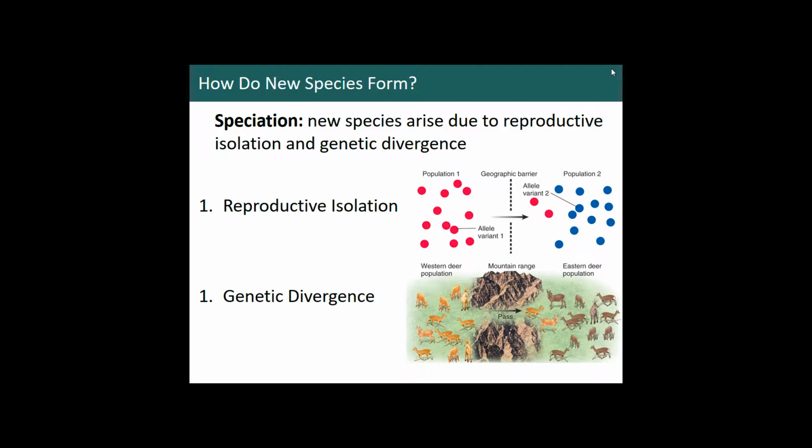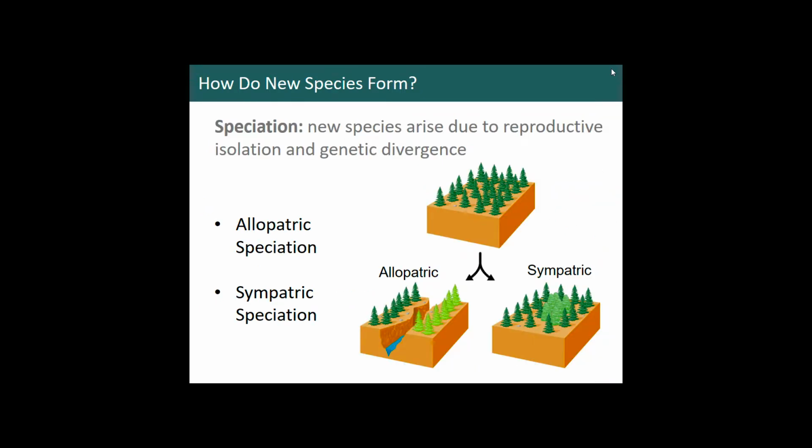Okay, so I want to talk a little bit about ways in which that can happen, and then I'm going to talk about mechanisms that can get us to being separate and staying separate. Okay, so there's two main types of speciation. There's allopatric speciation and there's sympatric speciation.